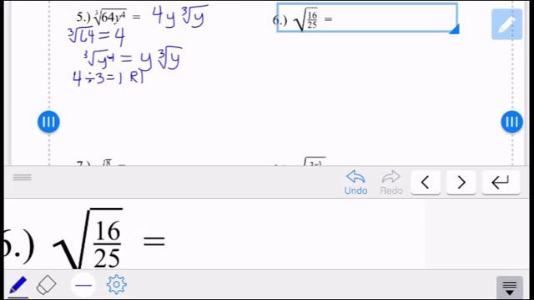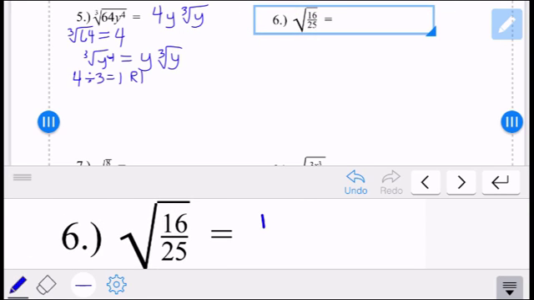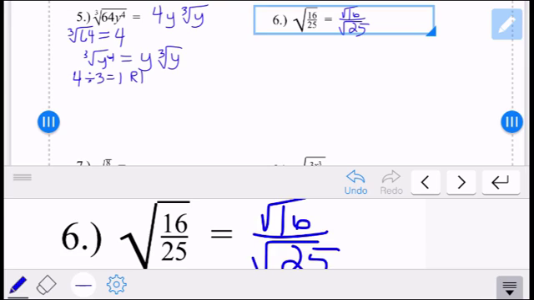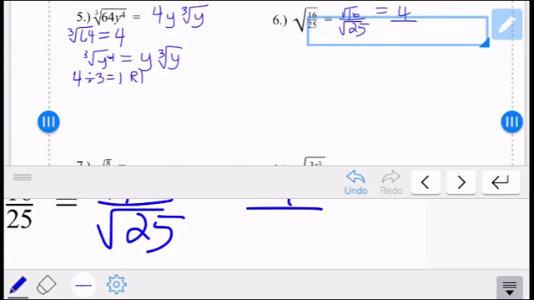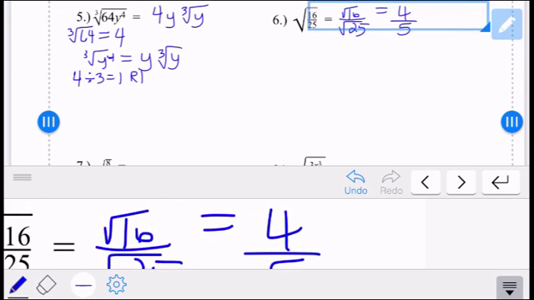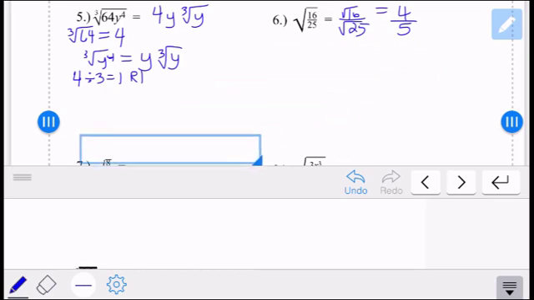All right, so now we start to use that division property. Again, remember, if you're taking the square root of a quotient, you can break that up and do the square root of each part, the numerator and the denominator. Then take a look at these. These are both perfect. What's the square root of 16? 4. And the square root of 25 is 5. So that guy is just 4 over 5. Not too bad.